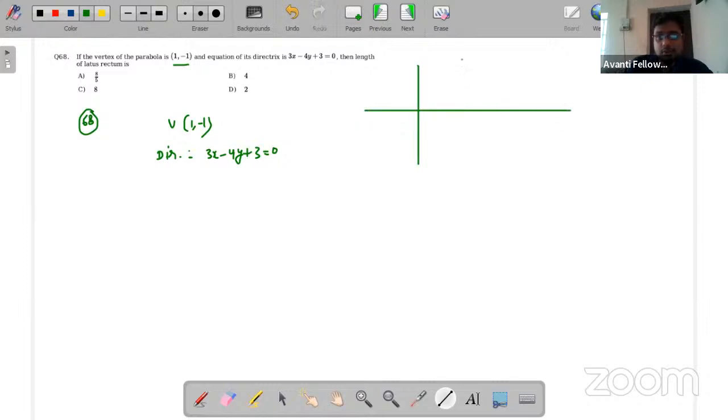Let's say y square equals 4x. This is also a parabola. So vertex is what? 0 comma 0. Directrix is what? This is my directrix. We have to find the length of latus rectum, which means we have to find the 4a value. Right or not? So if I am able to find the value of a, then easily we have to multiply it by 4.